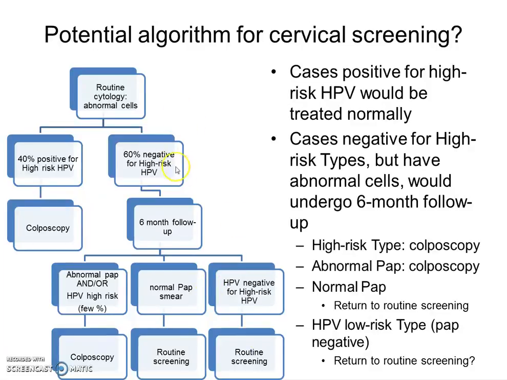So what is actually just starting to happen is, prior to the routine cytology, actually doing the HPV test first, and then basically only bothering to look at cytology samples that have got the virus in them, both low and high, but only bothering to look for cytological changes in those that have got virus in them.